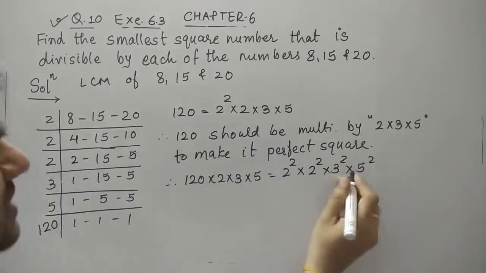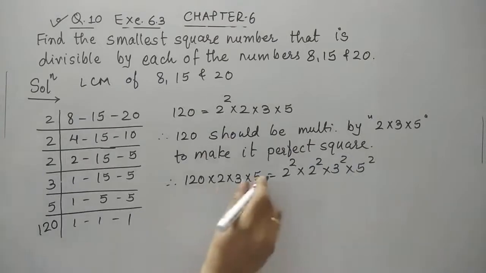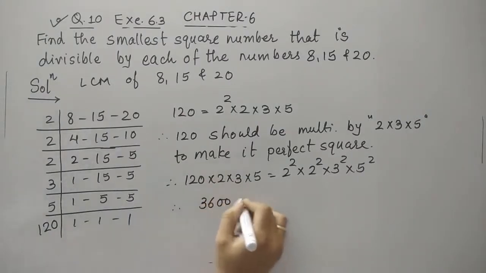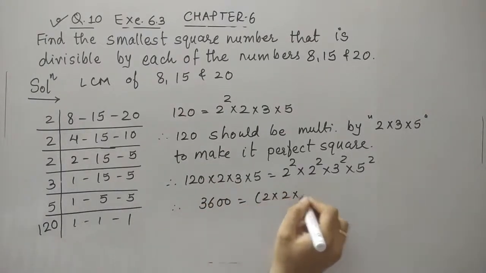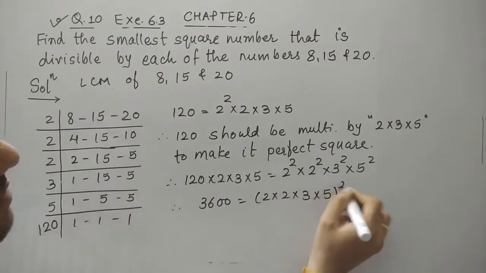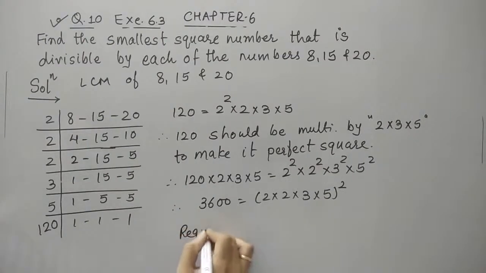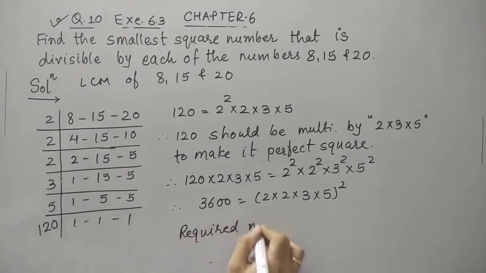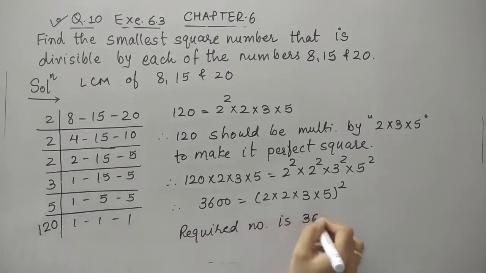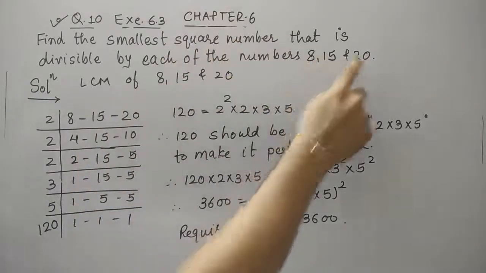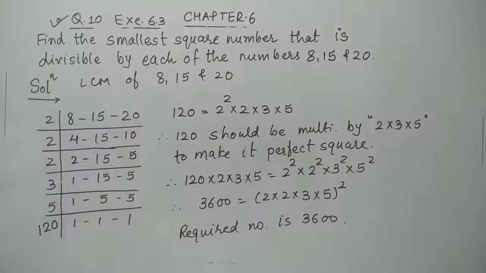We multiplied once by 2, 3 and 5. So 5 3s are 15, 2s are 30. 30 into 120, that is 3600. So we can see that the smallest perfect square number is 3600. So the required number is 3600. That means we can say that 3600 is the smallest perfect square number which is divisible by 8, 15 and 20. Hence we have completed the exercise.